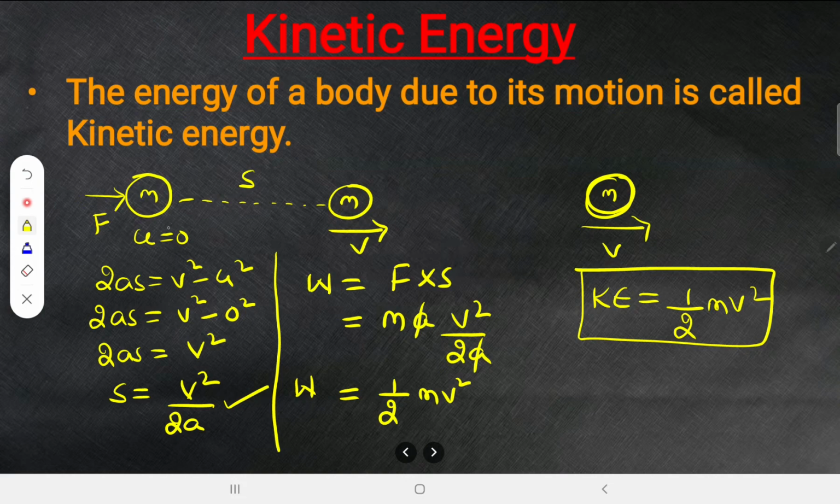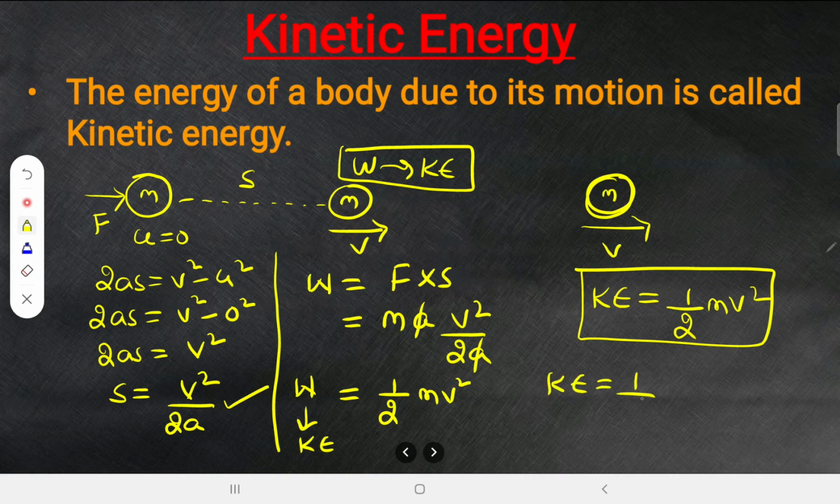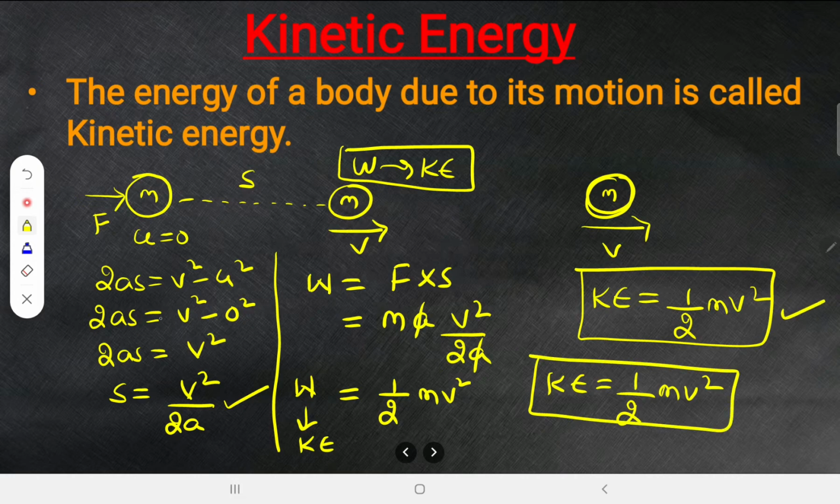Whatever work you have done has only converted into energy here, no? That work has converted into kinetic energy of this body. Are you getting my point? So this work can be made equal to what? Kinetic energy. So kinetic energy is equal to, what is the formula? Half mv square. Initially I have told you the formula and shown you the derivation.